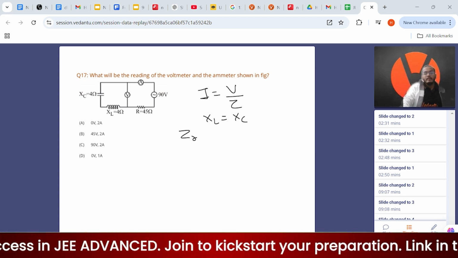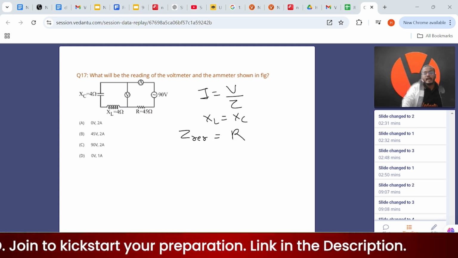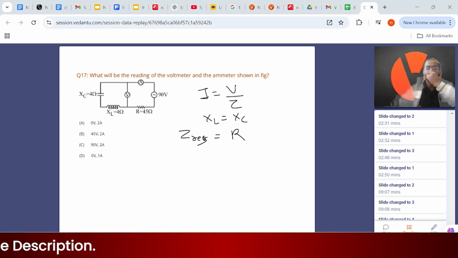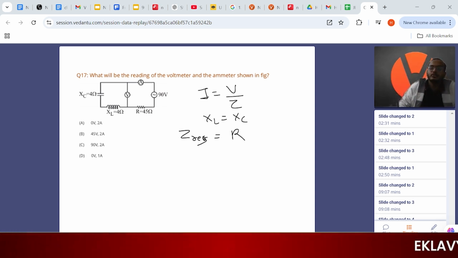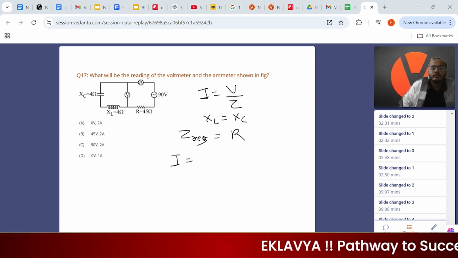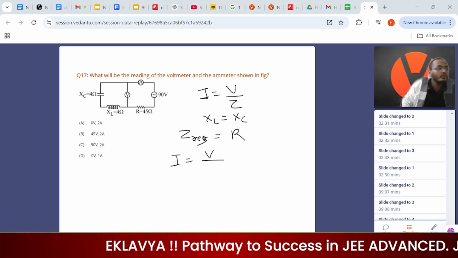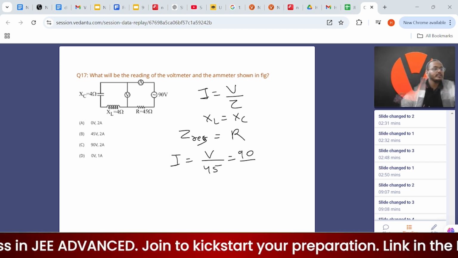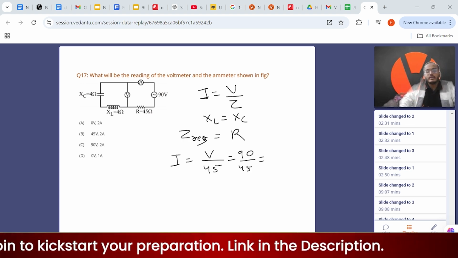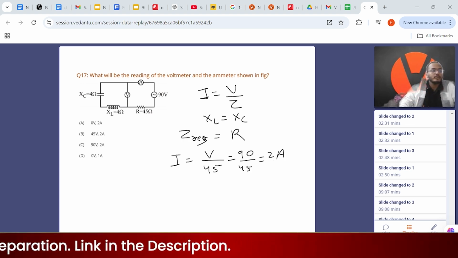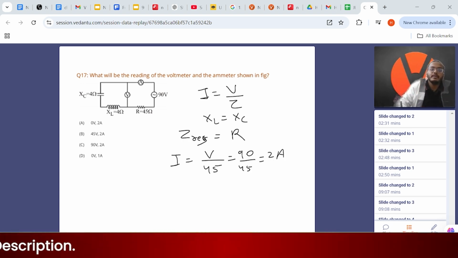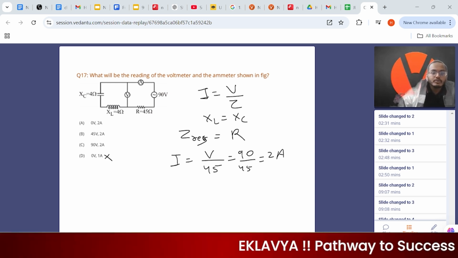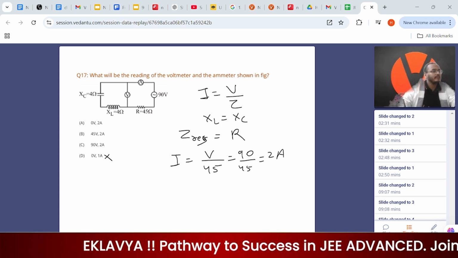When the circuit is in resonance, Z at resonance is actually just equal to R, just the resistor. So from here, I will be equal to V upon 45. What is the voltage given here? It is 90 upon 45, which will be equal to 2 ampere. So that will be the reading for the ammeter. 2 ampere is given in 3 options, so option number D is definitely eliminated.